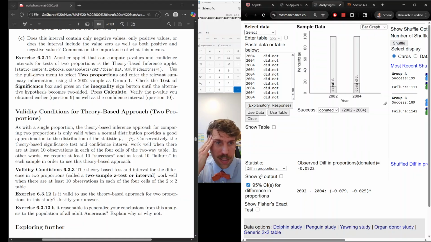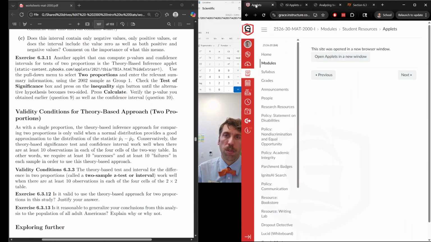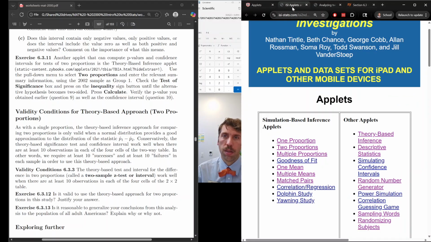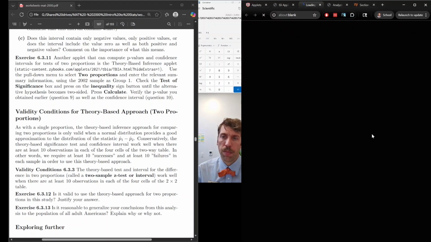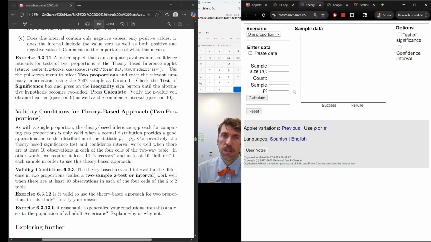Another applet that can compute the p-values and confidence intervals for testing two proportions is the theory-based inference applet. So we're going to get the theory-based applet out. So back in our applets here, the theory-based one is over here on the right on the top. So we'll get that one out. Scenario, two proportions.